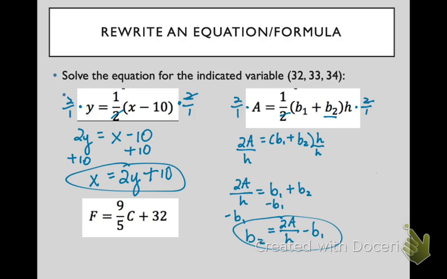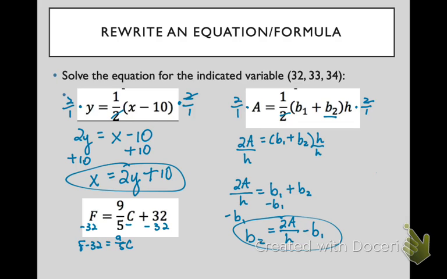Now the last formula is a very familiar one. It's Fahrenheit in terms of Celsius. We're going to rewrite it so we can see Celsius in terms of Fahrenheit. So we're going to undo that math, and we'll start by subtracting 32 from both sides. So we get Fahrenheit minus 32 equals 9/5 times Celsius.